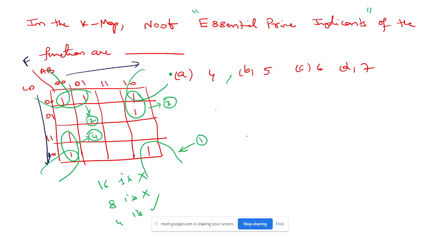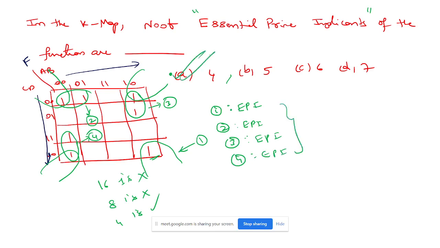Now look at the first prime implicant. Does it have a single one which is not present in anything else? Yes, here it is. So first one is an EPI. Second one, yes, it is also an EPI. Third one is also an EPI. Fourth one is also an EPI. Okay, so option A is the right answer.